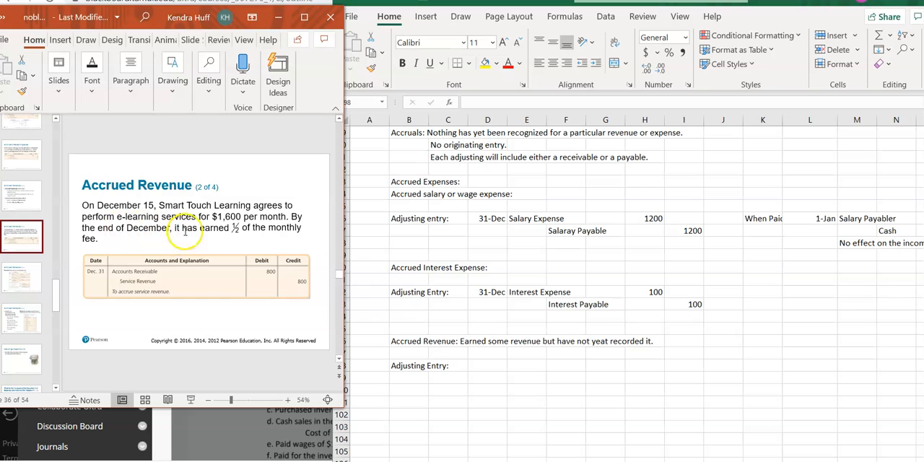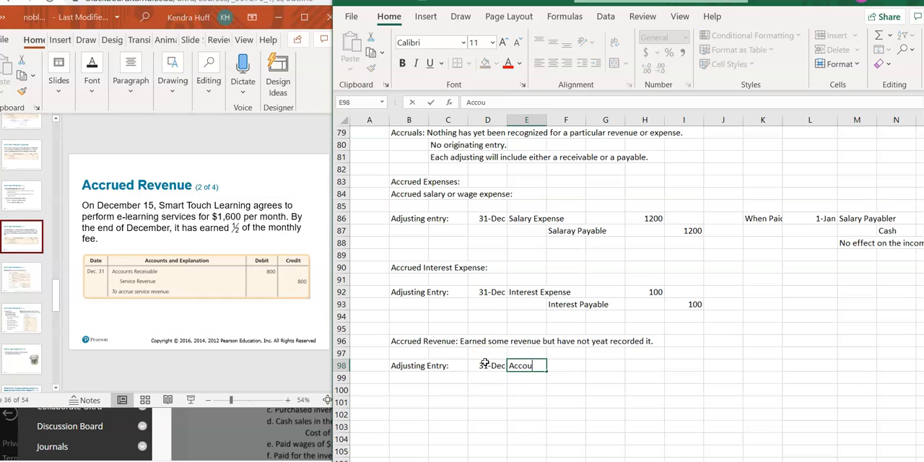we agreed to perform e-learning services for $1,600 a month. This is on December 15th. By the end of December, they've earned half of the monthly fee. They haven't been paid yet, but they've earned half of it. All right, so on December 31st, I need to record an account receivable because they owe me $800 at this point. And I'm going to credit service revenue.